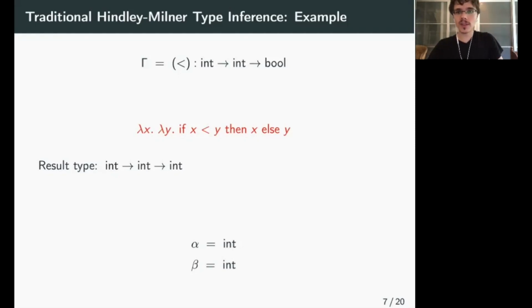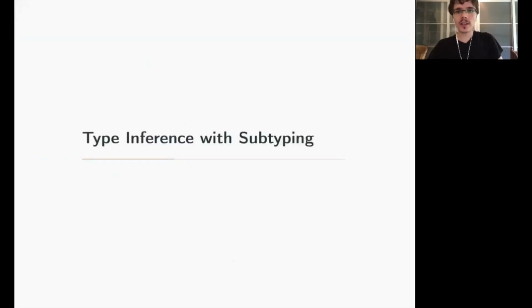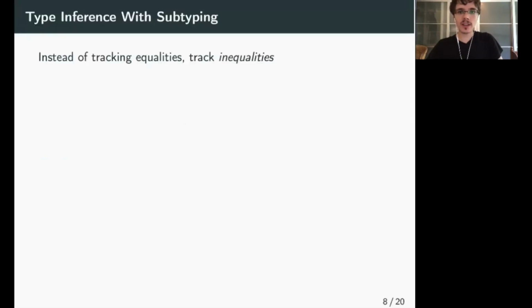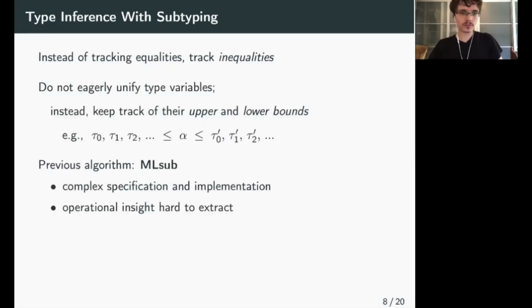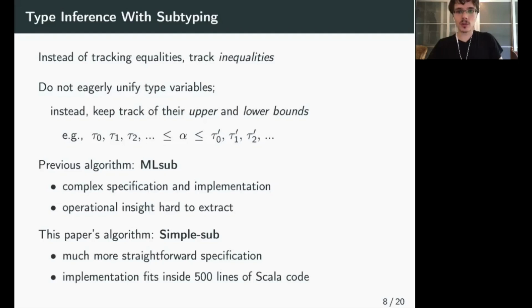Now let's review how to adapt this algorithm to subtyping. Instead of tracking equalities between types, we now track inequalities between types. We do not unify type variables, but instead we keep track of their assumed subtypes and supertypes. That is, we keep track of their bounds. We base our approach on a previous algorithm called MLSub, which was the first to infer most specific types in the presence of subtyping, but whose presentation was complex and difficult to understand. In the paper, the new simple sub algorithm is introduced, which is closer to the traditional type inference algorithm we have just seen and is easier to specify and implement.